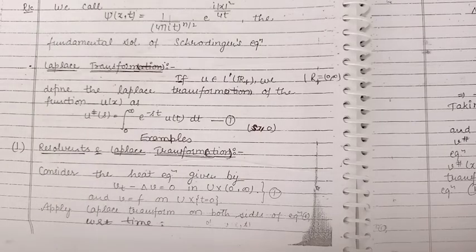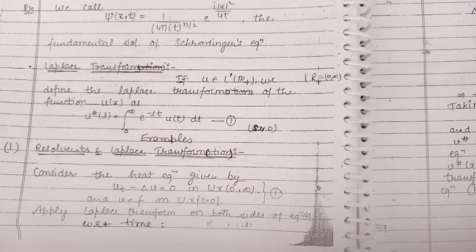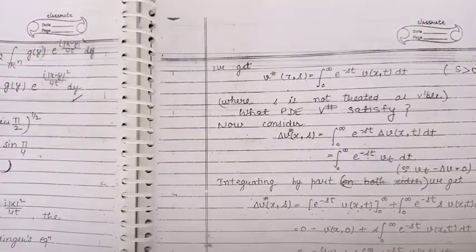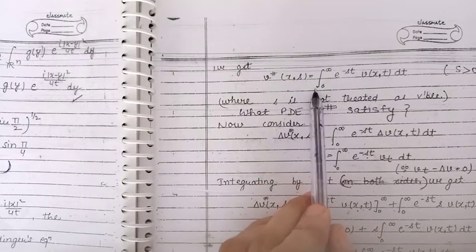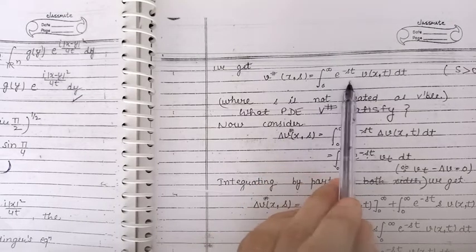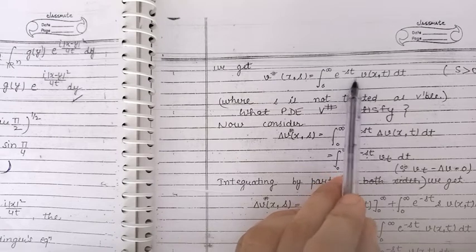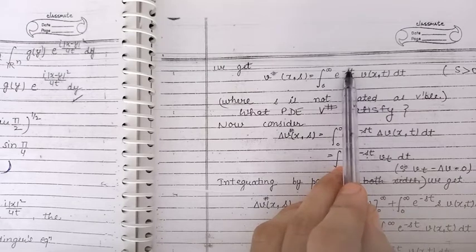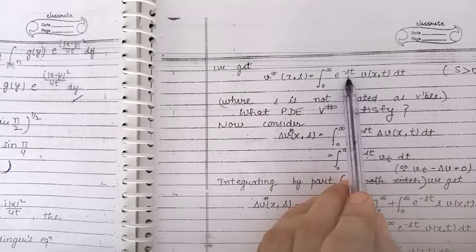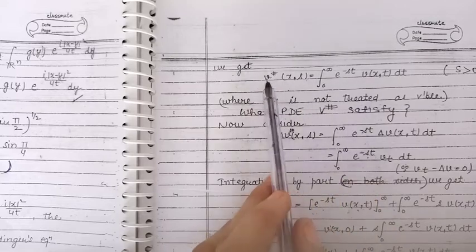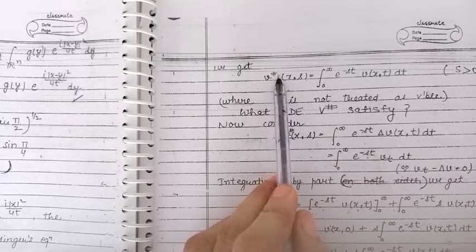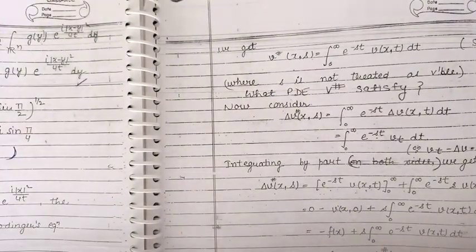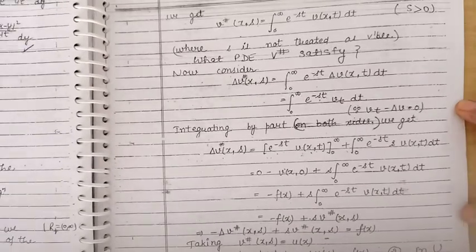Now, by definition, if we take the Laplace transform of the function v with respect to time, then it is given by v hash is equal to the integral from 0 to infinity of e raised to the power minus st, v(x,t) dt. Here s is a positive variable. Now, v hash satisfies which partial differential equation? To discover this, let us find the Laplace transform of the Laplacian of v.